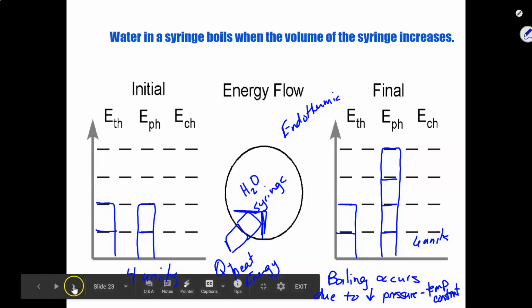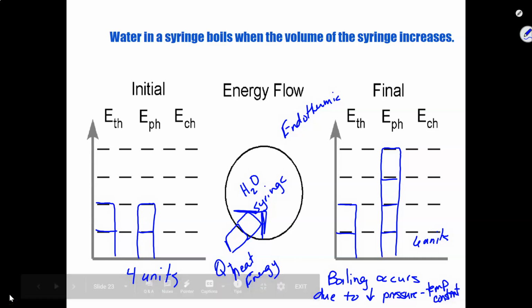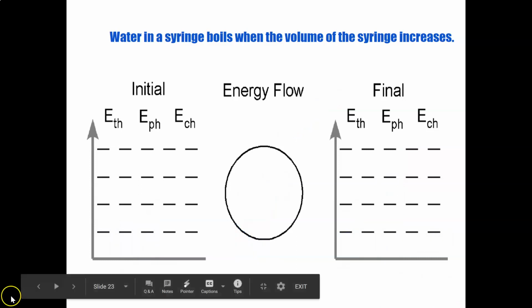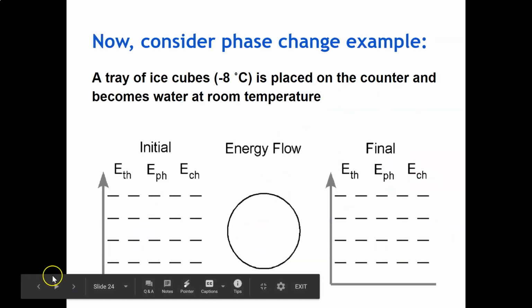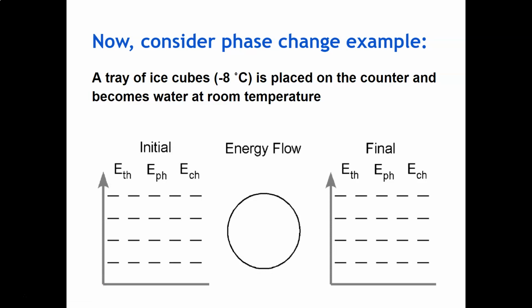We'll do these 4 examples so we're going to get an idea of some different examples so that we can identify the energy transfer. So this one, now we're going to look at a tray of ice cubes. It's placed on the counter and it becomes water at room temp. So we're going to have another change in phase here, and we're going to have a change in temperature also.